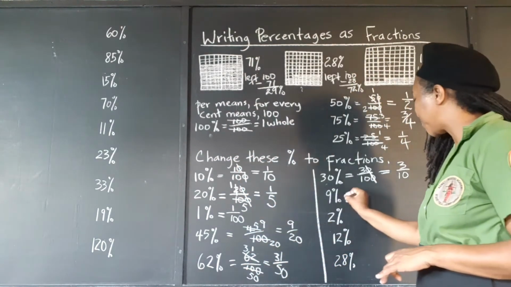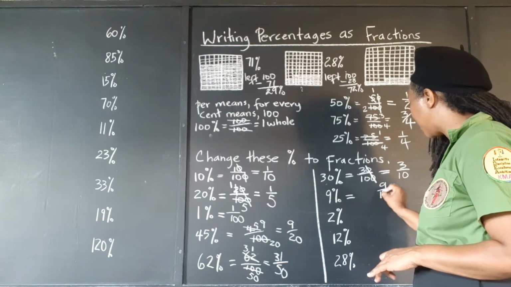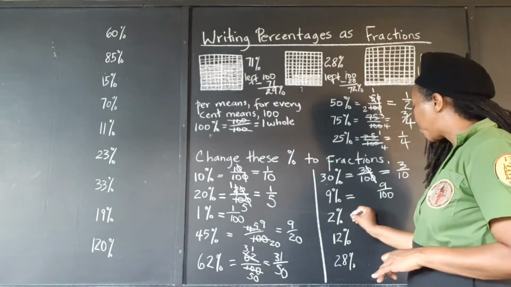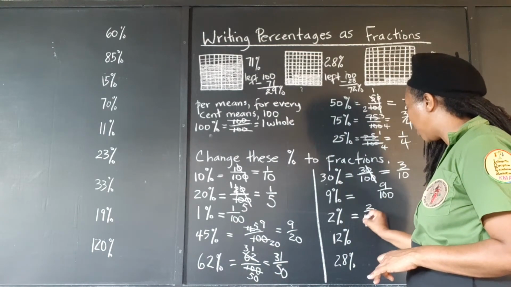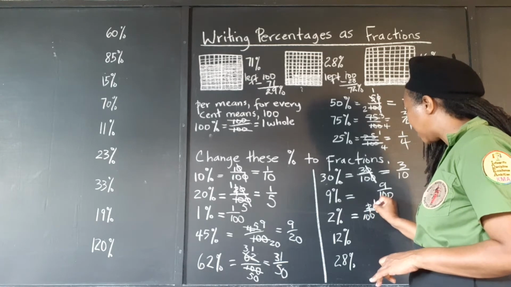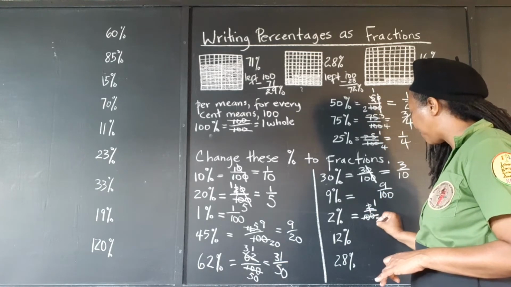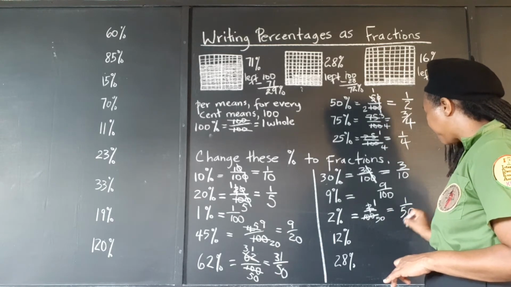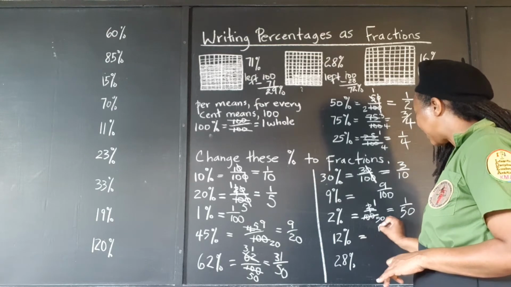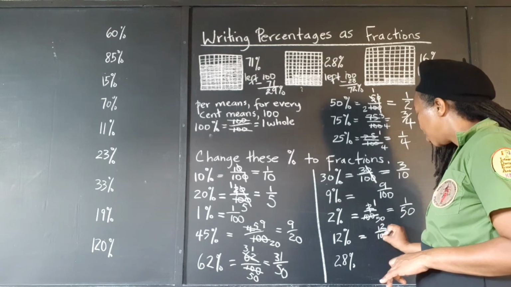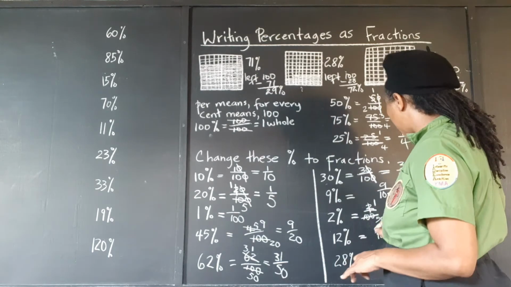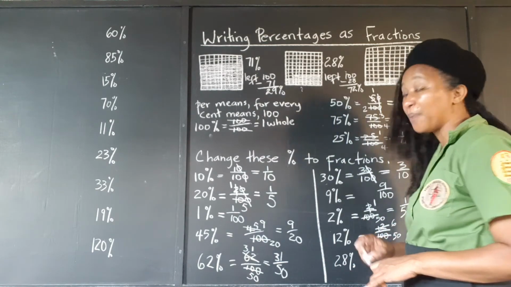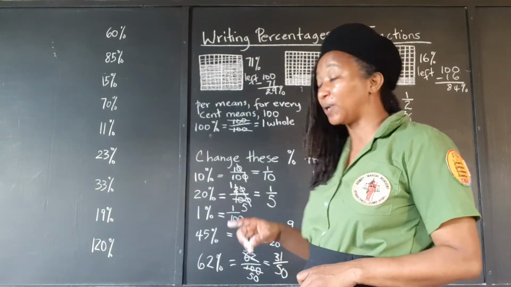Alright, so 9%, that's 9 out of 100. That is in its simplest form. It cannot be reduced. 2%, 2 out of 100. 2 goes into itself once, 2 goes into 100 50 times. So that's 1/50. 12%, 12 out of 100. Using 2 to reduce, so 2 into 12, 6, 2 into 100, 50. It can be reduced again. We can use 2 again.